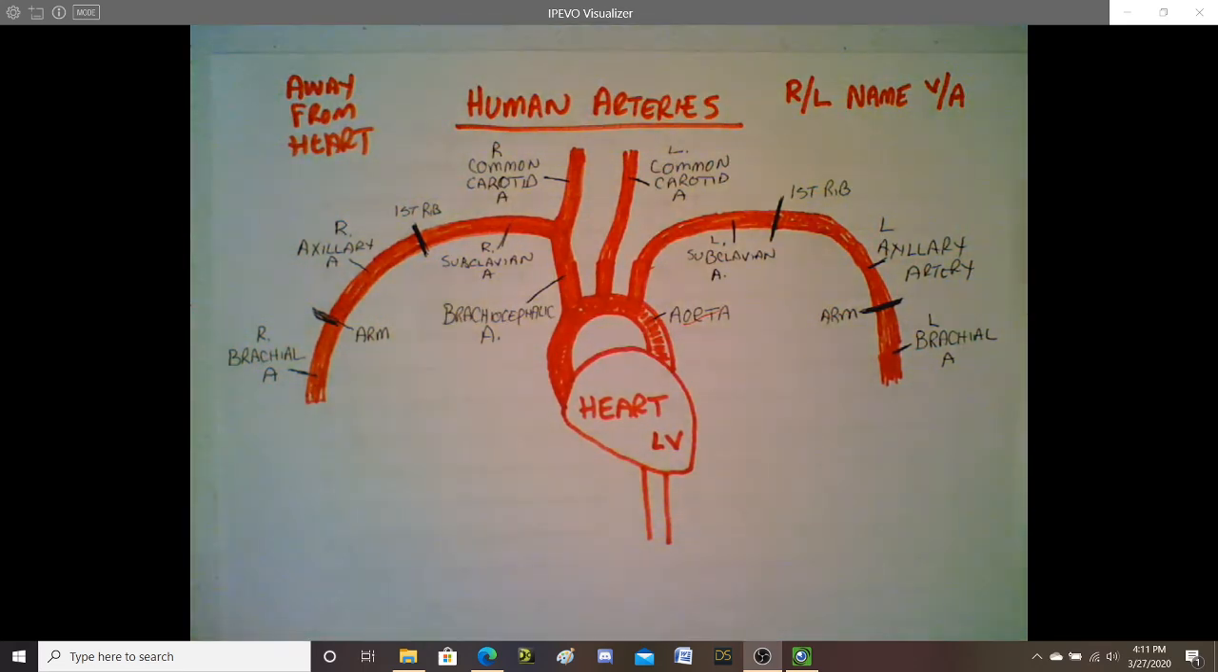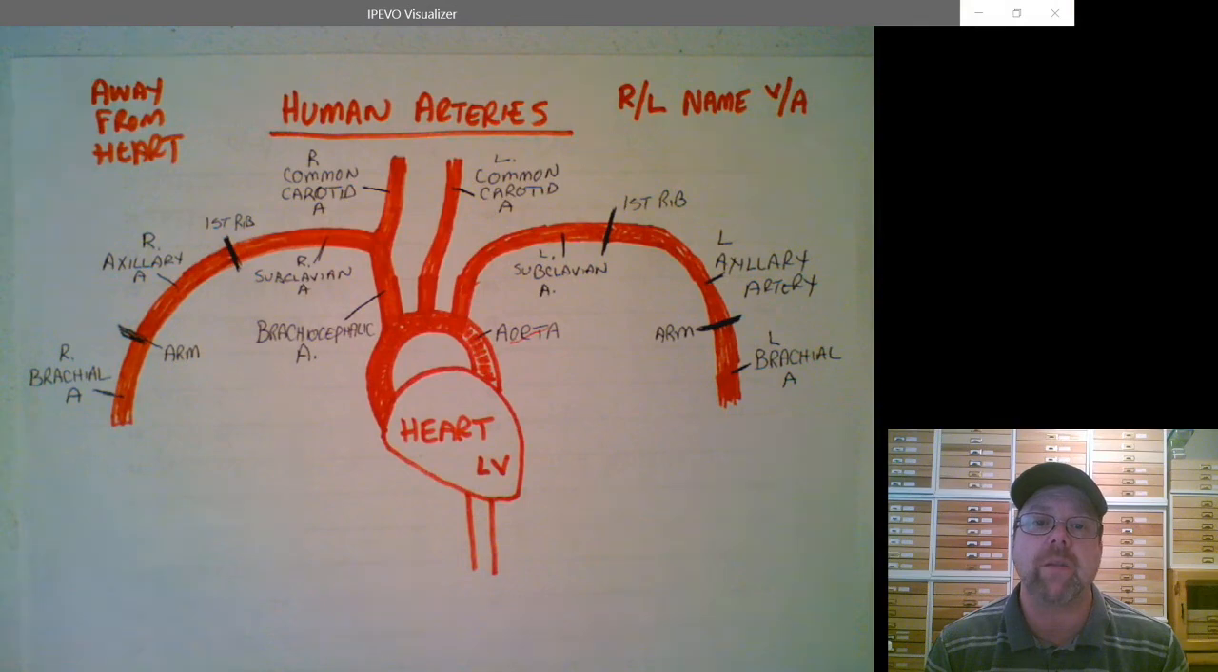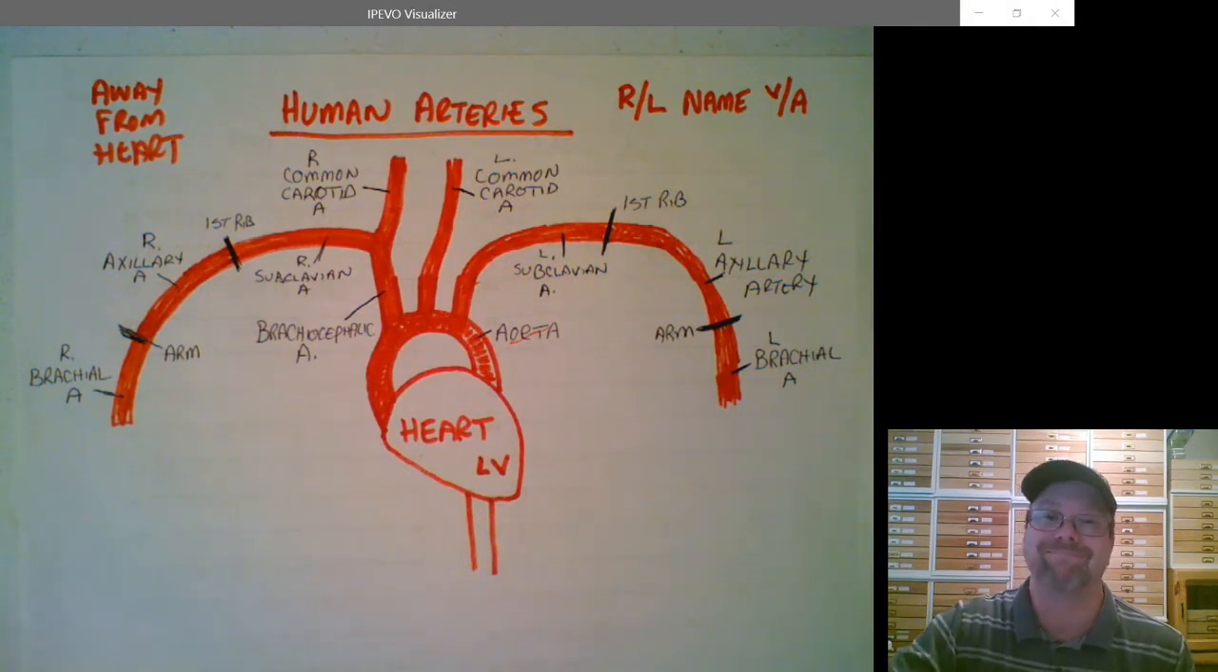So in the next video, I'll continue down and we'll go into the thoracic region and then into the abdomen and finish up the artery vessels. All right, so this is a good start for you. Check out the next video and we'll continue on with the arteries. All right, take care.